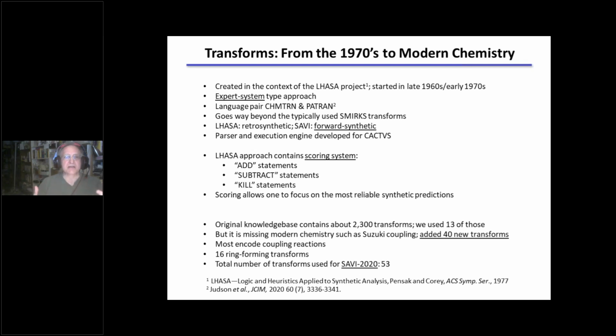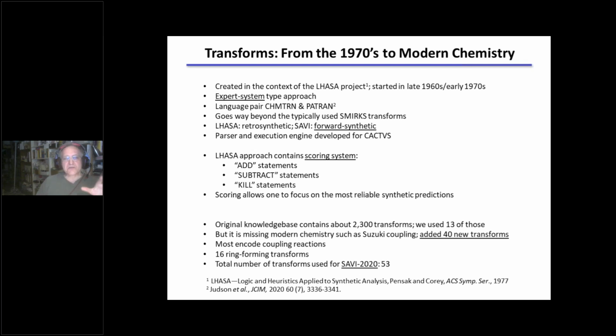SAVI conceptually is forward synthetic, so we make new molecules. The parser and the execution engine were developed for Cactus. Very importantly, this LHASA approach, with a more detailed description of the chemistry logic, allows a scoring system, add and subtract statements that say this will work better in the hood or this will work less well. And crucially, and maybe the single most important word in our project, is the kill statement, when the logic says, don't even try it, this will probably not work. And the scoring also allows you to focus then on most reliable synthetic predictions.